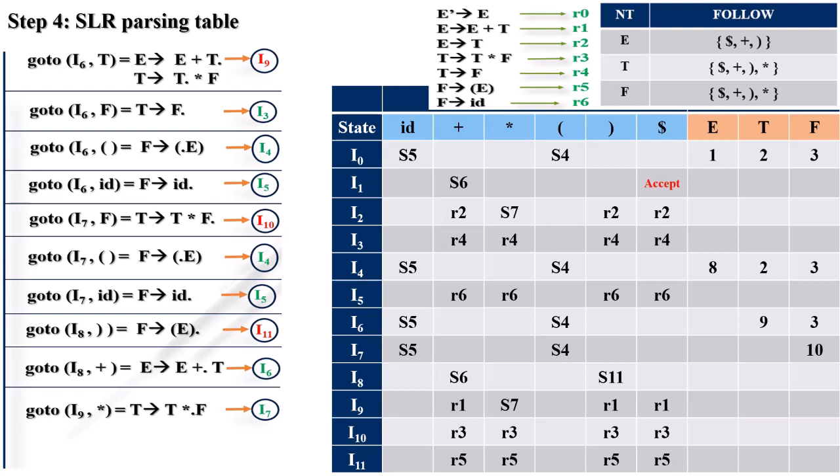Okay, here there is no double entry in any cell, so you can say the grammar is SLR(1). It may be possible in an examination that you are asked whether this grammar is SLR(1) or not. So you have to write that in the SLR parsing table there is no reduce conflict, shift-reduce conflict or shift conflict. That's why the given grammar is SLR(1).